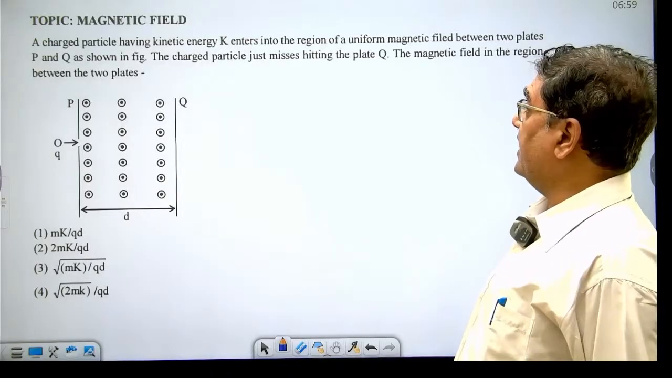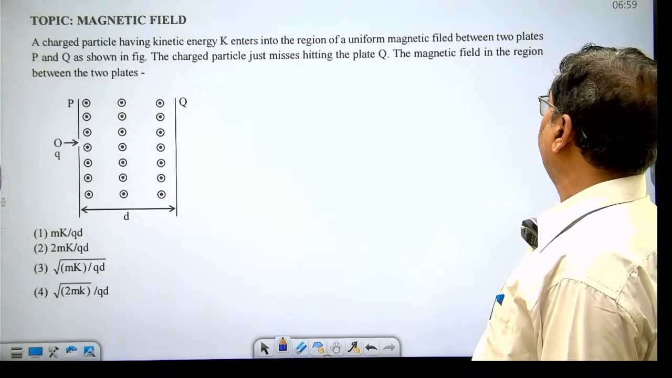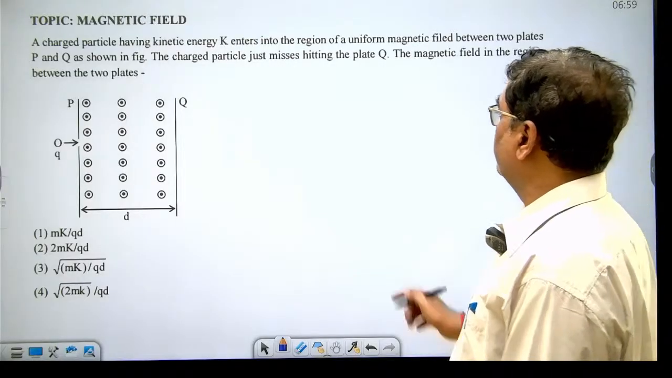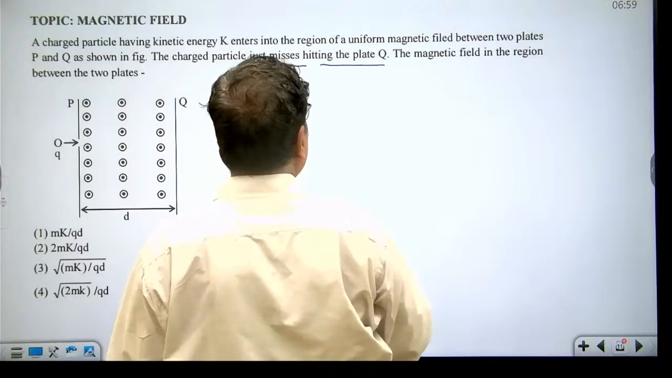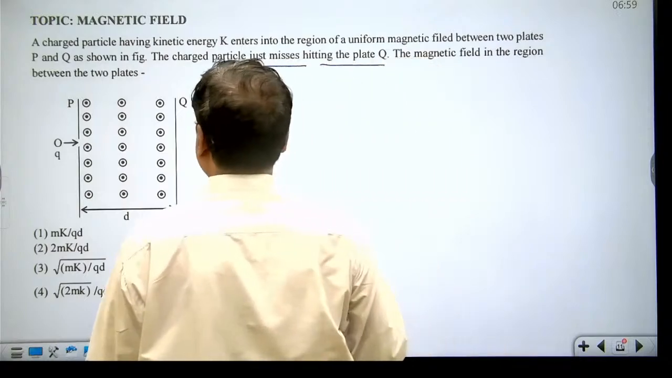A charged particle having kinetic energy K enters into the region of a uniform magnetic field between two plates P and Q as shown in the figure. The charged particle just misses hitting the plate Q, this word is important, which means R equals d. The magnetic field in the region between the two plates is?